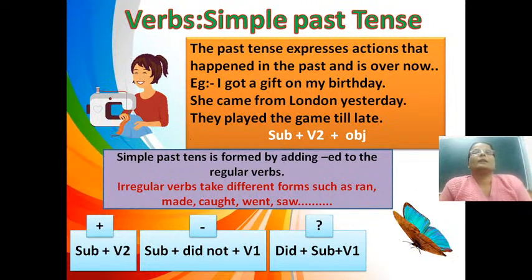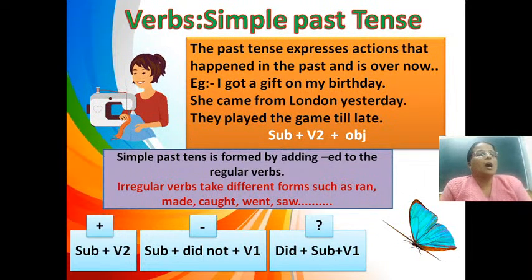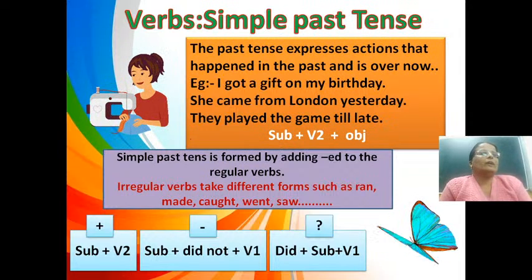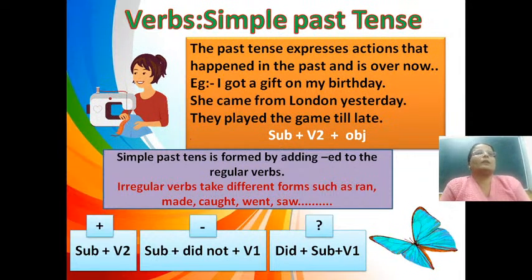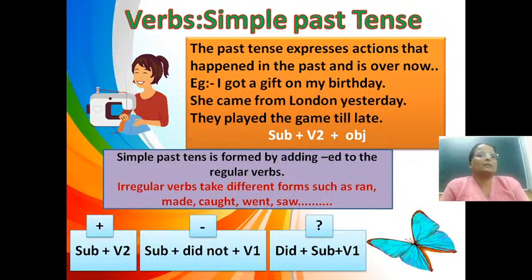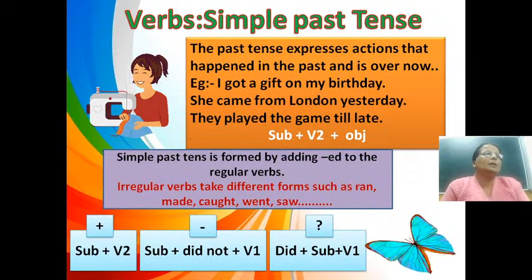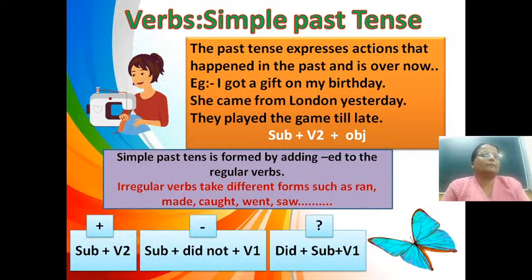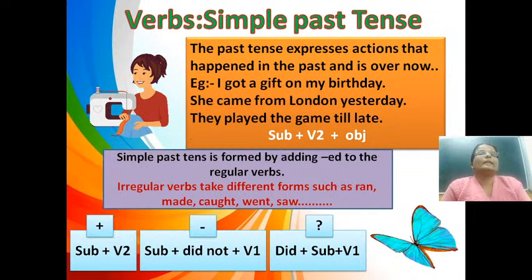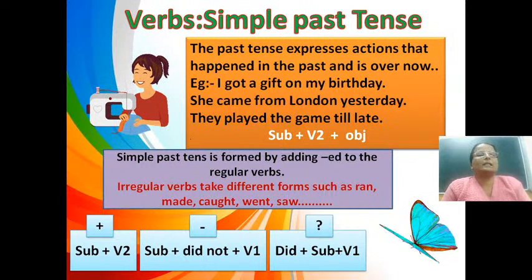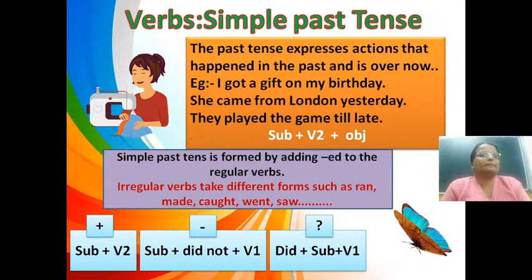Thank you, students. Now, that means you know how to form the regular verbs, regular verbs in simple past tense. That means you know how to write the past tense form by adding ed at the end. Right. So now stop typing and listen here.